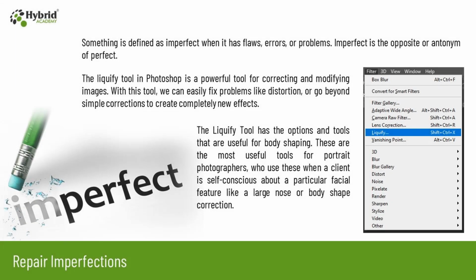Something is defined as imperfect when it has flaws, errors, or problems. Imperfect is the opposite or antonym of perfect. The Liquify tool in Photoshop is a powerful tool for correcting and modifying images. With this tool, we can easily fix problems like distortion or go beyond simple corrections to create completely new effects. The Liquify tool has the options and tools that are useful for body shaping. These are the most useful tools for portrait photographers who use these when a client is self-conscious about a particular facial feature like a large nose or body shape correction, etc.